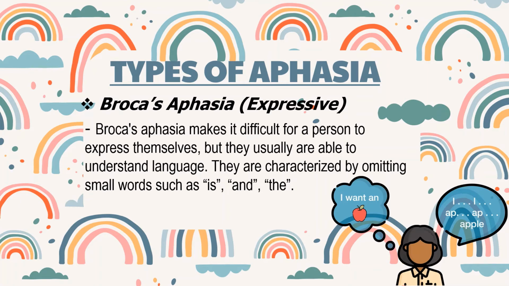People with Broca's aphasia have damage that primarily affects the frontal lobe of the brain. Broca's aphasia makes it difficult for a person to express themselves, but they usually are able to understand the language. They are characterized by omitting small words such as is and the. A person with Broca's aphasia may say, walk dog, meaning, I will take the dog for a walk.